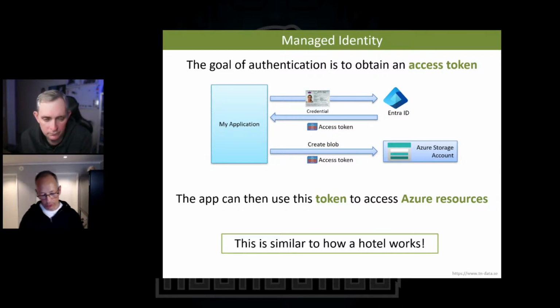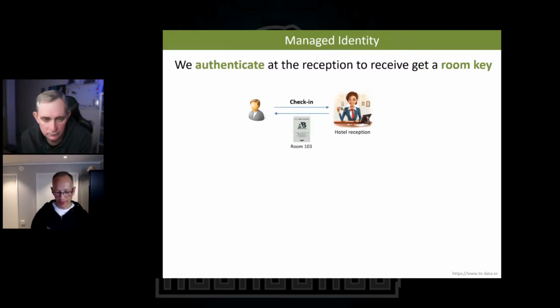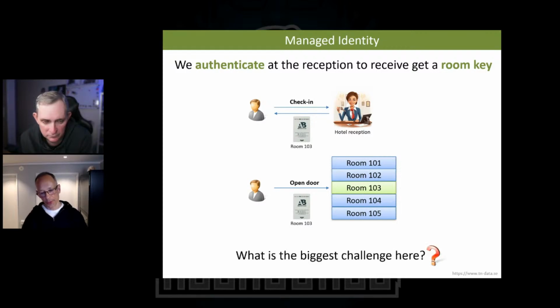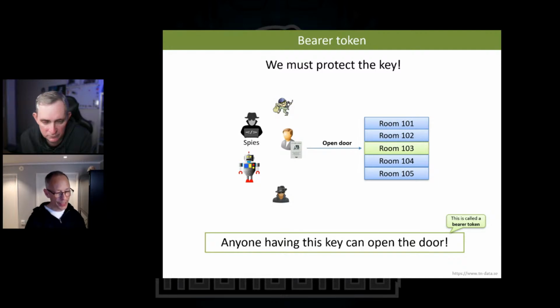That is a pretty similar approach to how a hotel works. When you go to the hotel to check in, you go to the receptionist, and that is your Entra ID in this case. You authenticate, you get your key back, and using that key, you can open your room. We all know how that works. But the biggest challenge is that if you drop your key or it's stolen, anyone using that key can open that room. That's a concept called bearer token. You can do various things to protect against this, but this is the default starting point, and that's beyond the scope of today's talk.